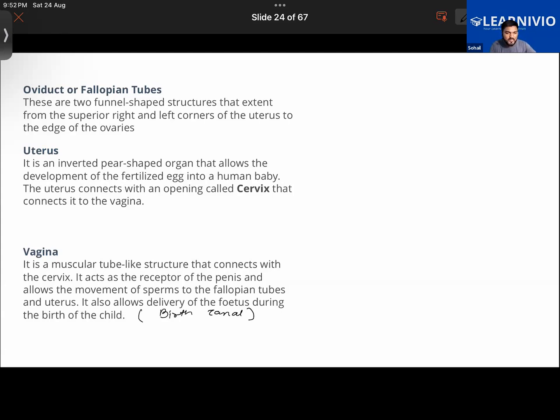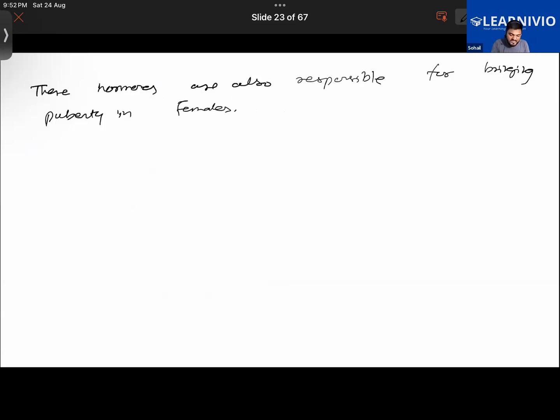What is delivery of the fetus? Fetus is basically the unborn child. It is the baby of humans that grows inside the uterus, and not just of humans but of other mammals also. So it's an unborn child that has developed inside the uterus.